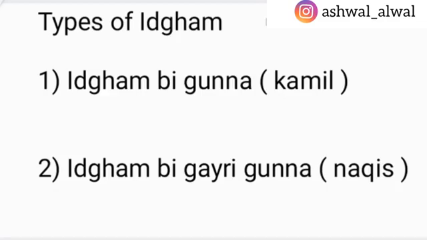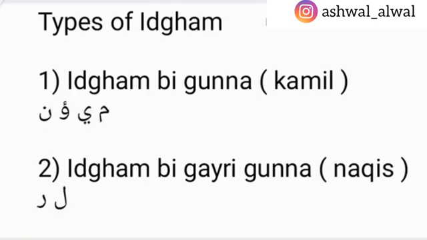In the case of idgham bigunna, in the process of applying the rule of idgham whilst reciting the Holy Qur'an, you will make a gunna. That is just the meaning of idgham bi gunna. There is a gunna there. Whilst the other one, idgham bi gairi gunna, in this place, you will not make a gunna. That is just the difference of the 2. Bi gunna means you will make a gunna, and bi gairi gunna means there is no gunna.